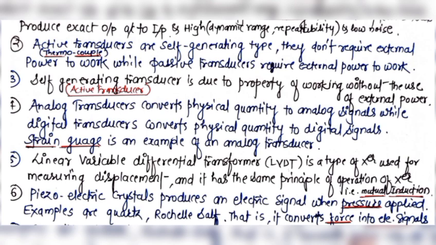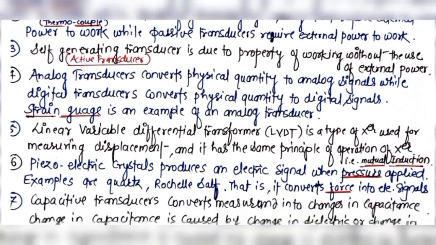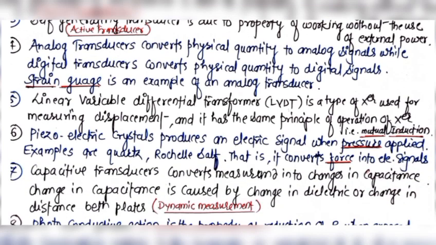Strain gauge is an example of an analog transducer. Linear variable differential transformer (LVDT) is a type of transformer used for measuring displacement, and it has the same principle of operation as a transformer, that is mutual induction. Piezoelectric crystals produce an electric signal when pressure is applied. Examples are quartz and Rochelle salt, that is, they convert force into electrical signals.